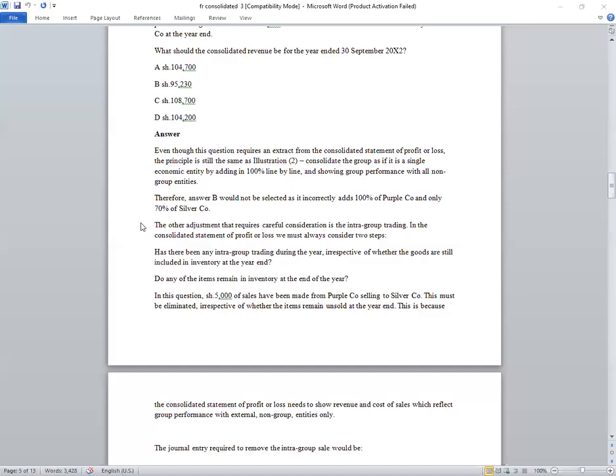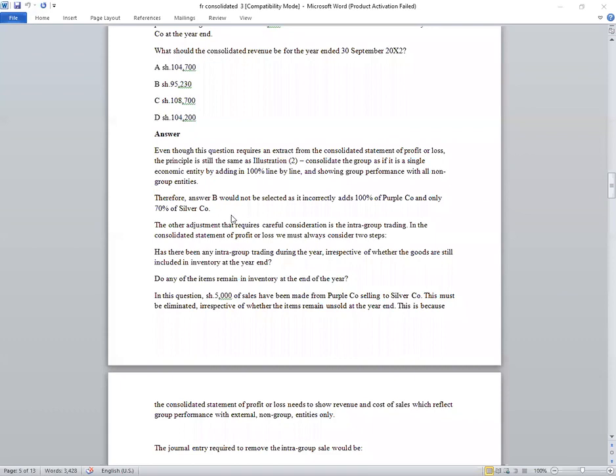Even though this question requires an extract from the consolidated statement of profit or loss, the principle is still the same as illustration 2. Consolidate the group as if it's a single economic entity by adding in 100% line by line, and showing group performance with all the non-group entities. Therefore, answer B would not be selected, as it incorrectly adds 100% of Purple and 70% of Silver.